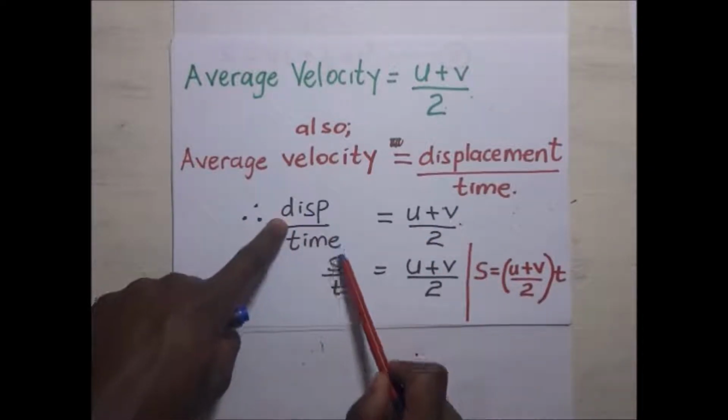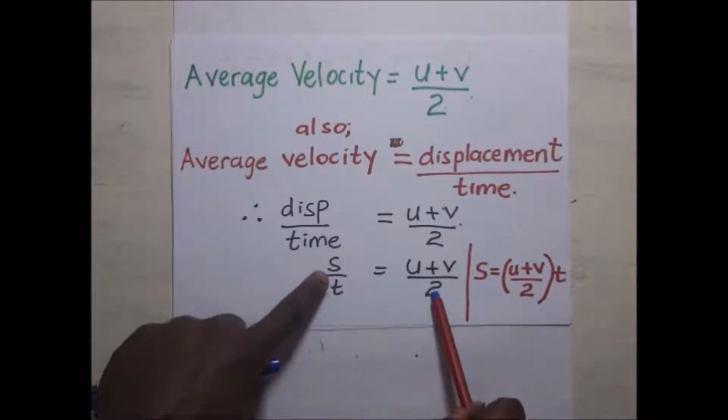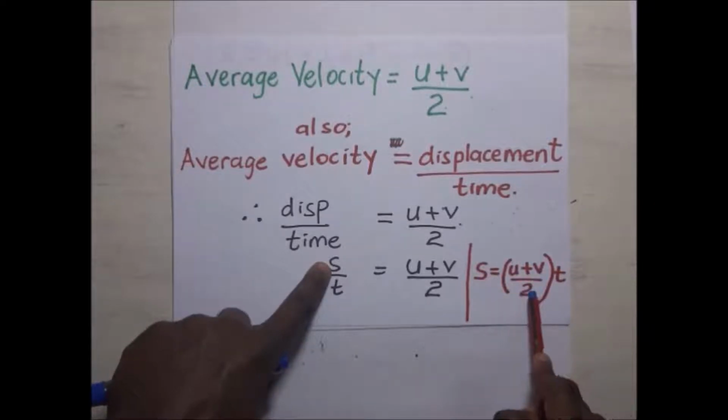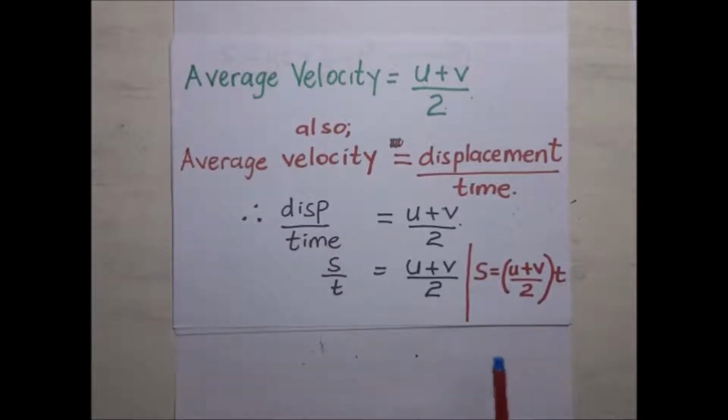Displacement is denoted by s, so s divided by time is equal to (u plus v) over 2. Then when we make s the subject of the formula, we end up with s equal to (u plus v) over 2, times t. And this is another way we can find our second equation of motion.